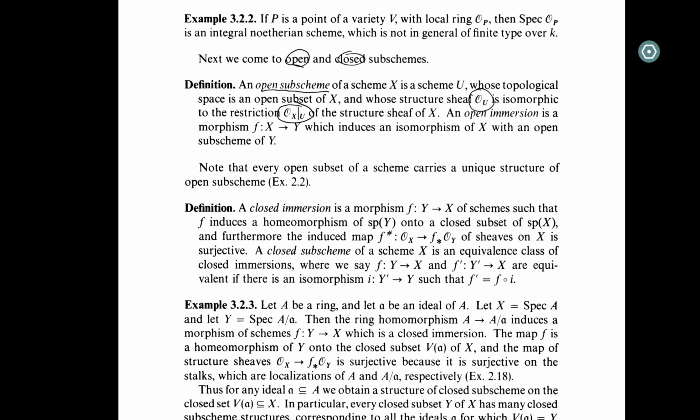An open immersion is a morphism, denoted by f from X to Y. These are two morphisms of schemes, which induces an isomorphism of X as a locally ringed space with an open subscheme of Y. An open subscheme is described as here, okay?